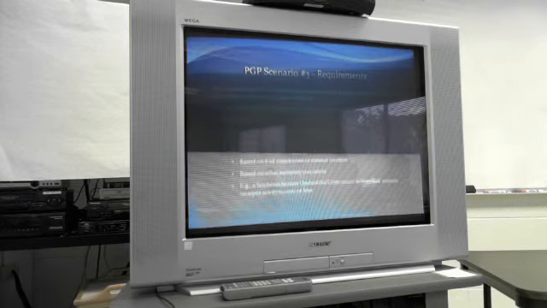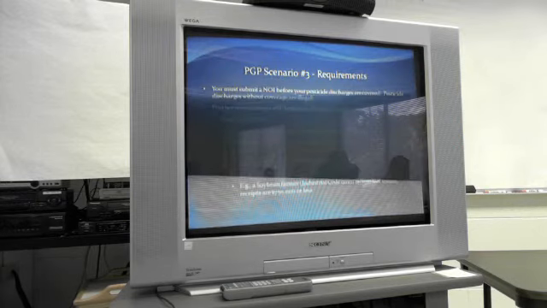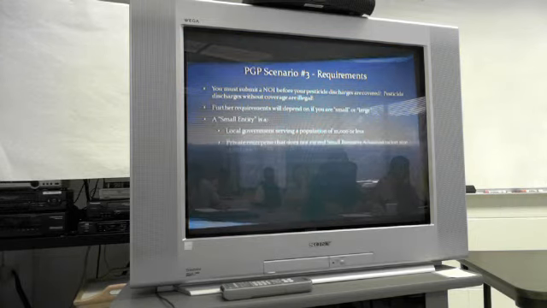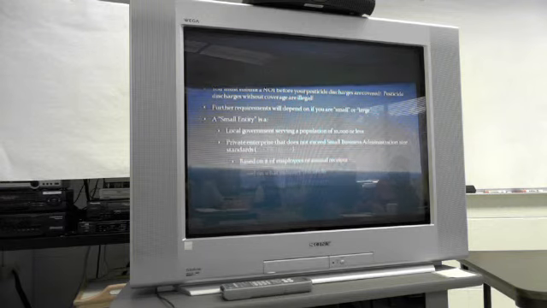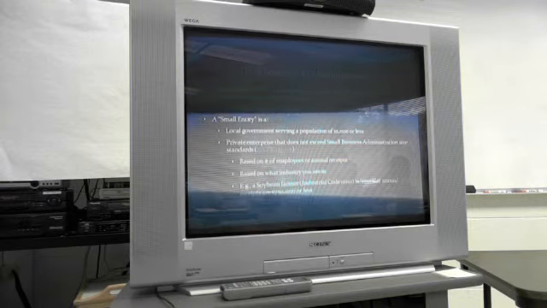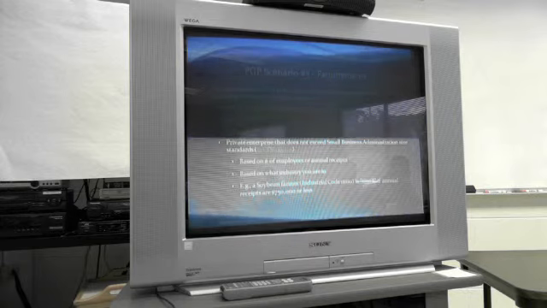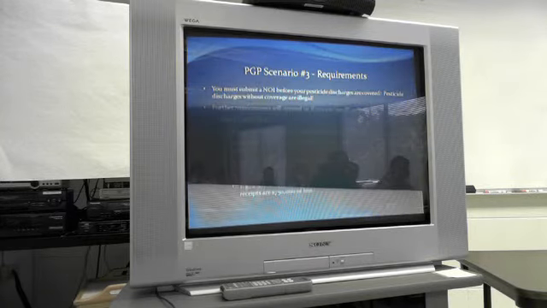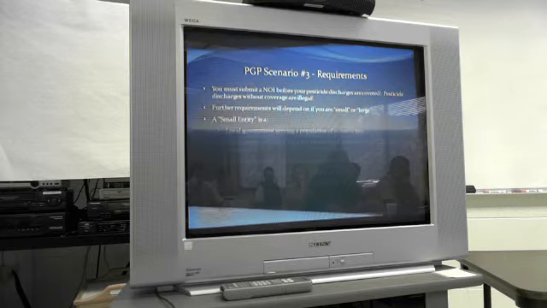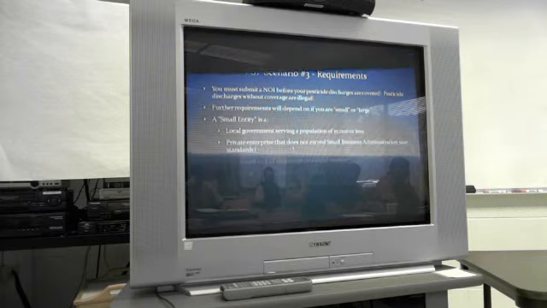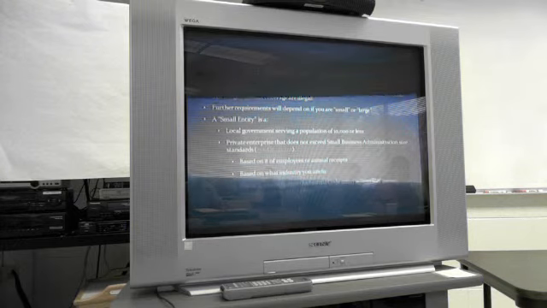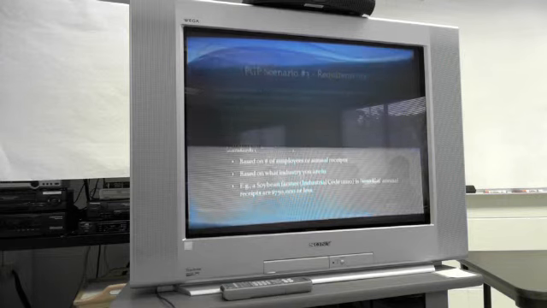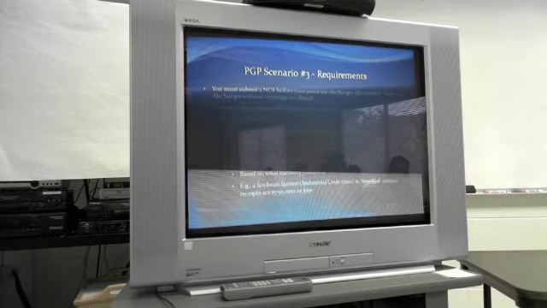Pesticide discharges without coverage are illegal. Further requirements will depend on if you are small or large. A small entity is a local government serving a population of 10,000 or less, or a private enterprise that does not exceed the Small Business Administration size standards, which are based on the number of employees or annual receipts, depending on what industry you are in. For example, a soybean farmer is considered small if annual receipts are $750,000 or less.